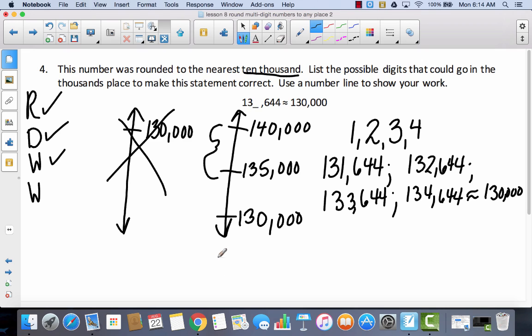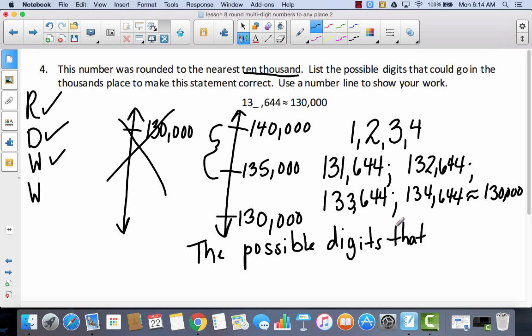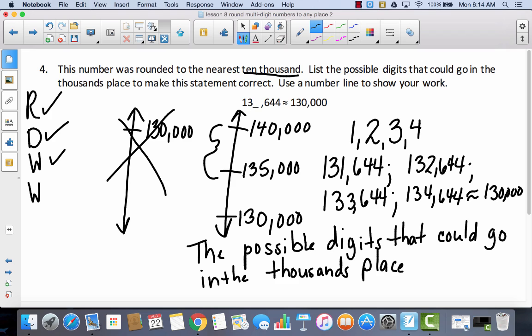Now we're ready to answer the question. It says, list the possible digits that could go in the thousands place to make this statement correct. So I'm going to say the possible digits that could go in the thousands place are 1, 2, 3, and 4.